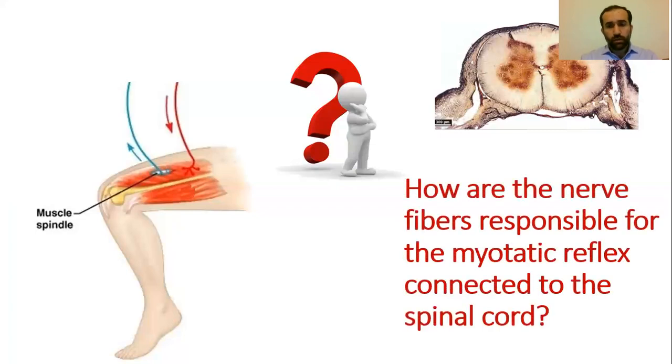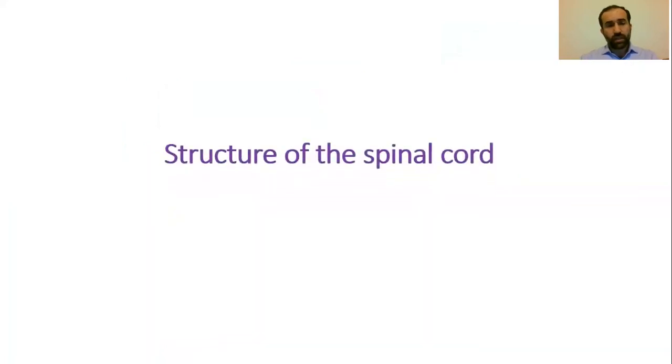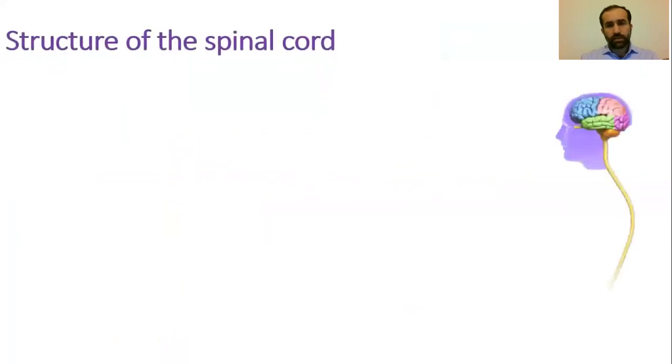In order to answer this question, we have to continue with the study of the elements of the myotatic reflex, and especially with the study of the spinal cord. First, the structure of the spinal cord. The spinal cord is a nerve center, one of the nerve centers of our body. We didn't explain them in details in the last videos, since they are not demanded in this program.